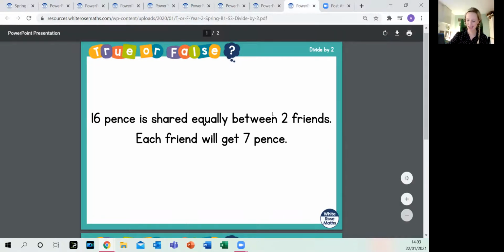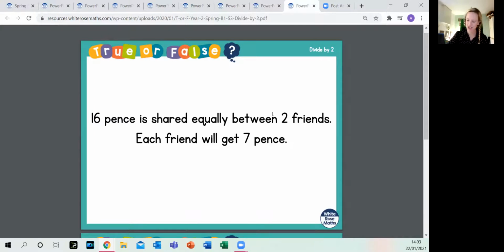And finally, question 8, true or false? 16 pence is shared equally between 2 friends. Each friend will get 7 pence. Is that true or is that false? 16 pence is shared equally between 2 friends. Each friend will get 7 pence. Is that true or is that false? Pause me now and work it out.